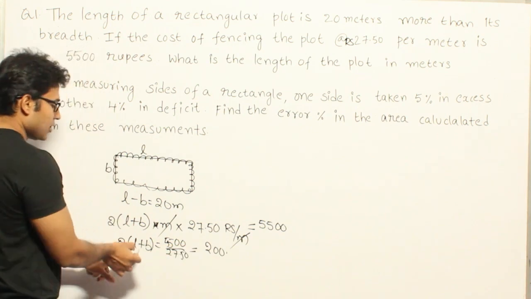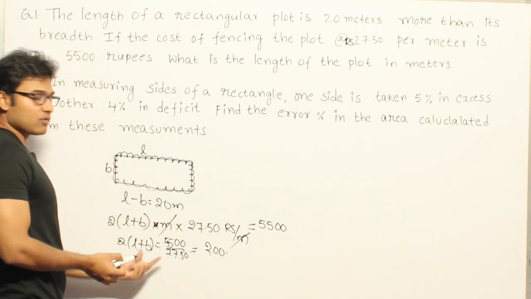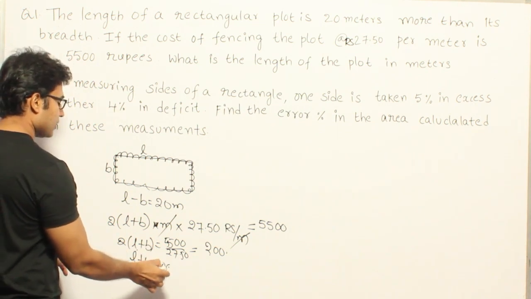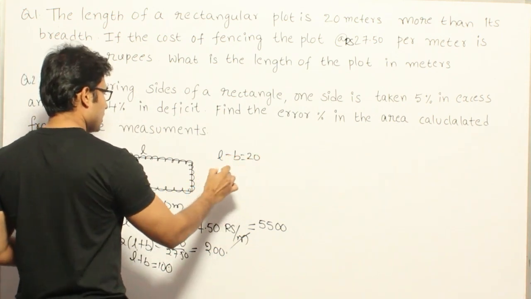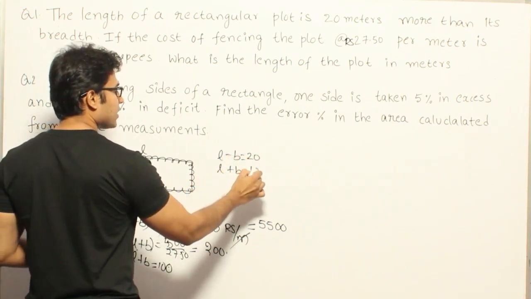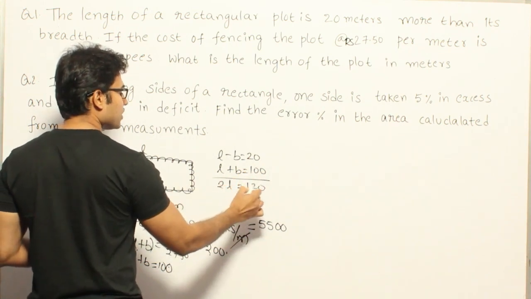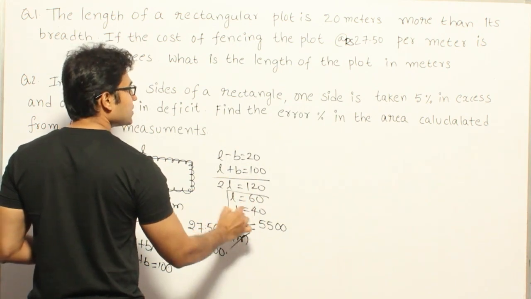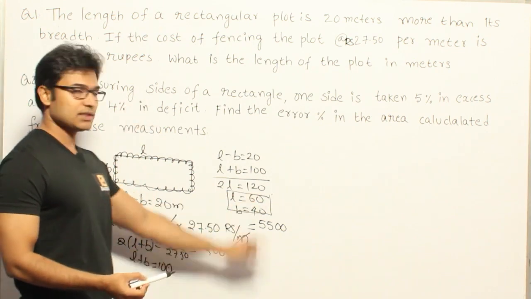So what does it mean? Perimeter equal to 200. From this you can find out that L plus B equal to 100, right? So L minus B is given as 20 and L plus B is given as 100, right? Therefore what is 2L? 2L is 120. What is L? 60. Then what is B? 40. So these are the sides. They have asked the length. Length is nothing but 60 meters.